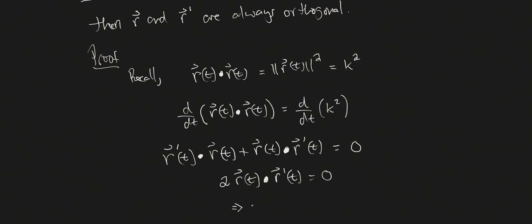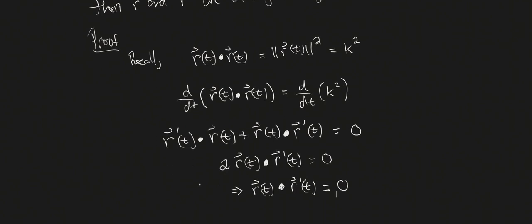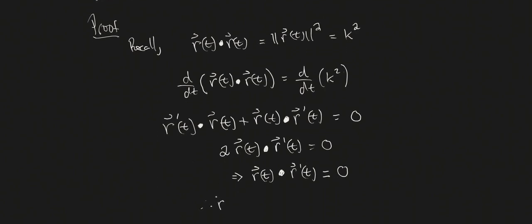So what this implies is that the dot product of the original function and its derivative function is always equal to 0. And remember, whenever the dot product of two vectors is equal to 0, it means the two vectors are orthogonal. So regardless of what t is, therefore r and r prime are orthogonal vectors. And that's our QED.